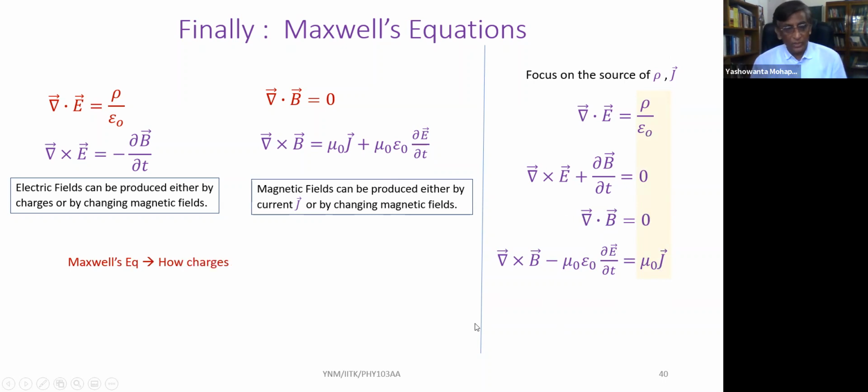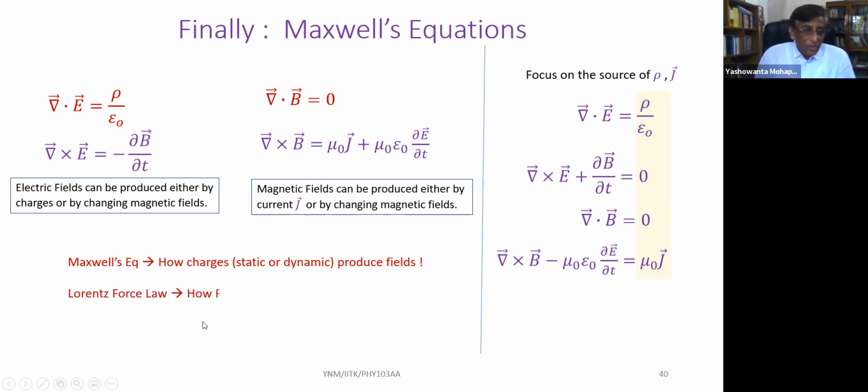So Maxwell's equations give you how charges, static or dynamic, produce fields. That is what they do, and the Lorentz force tells you how fields affect charges. Charges can be static or moving, and Maxwell's equations will tell you the fields. And once you know the fields, then the Lorentz force will tell you how these fields affect charges. The whole content of the theory is now ready.